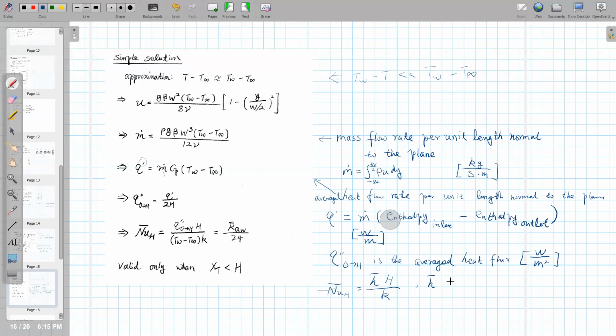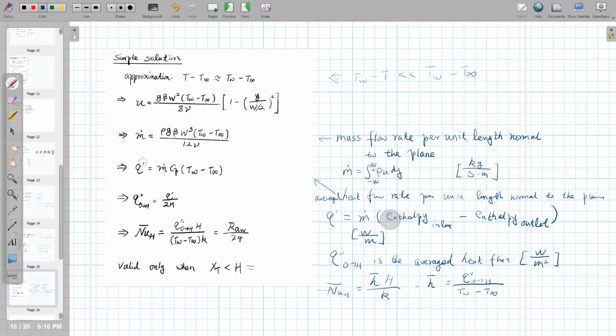And basically h is q double prime averaged from 0 to h, divided by Tw minus T infinity. Okay. Starting from this m dot result here, you substitute m dot to q prime, you substitute q prime to this q double prime, and you substitute this q double prime into the Nusselt number correlation. So your final result will be the Rayleigh number over 24. Okay. And this is valid only when xt is smaller than h, which means that this is only valid for the fully developed region.